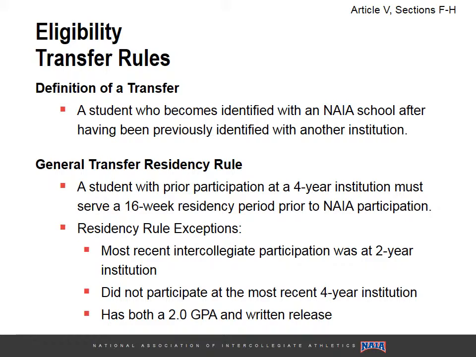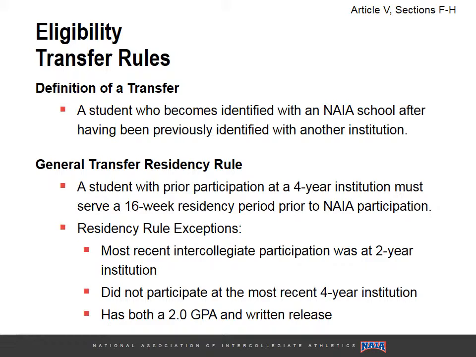The general transfer residency rules are simple. If a student participated at a 4-year school prior to transferring, they must serve a 16-week residency period before they will be eligible to participate at the new school. There are a few exceptions to this rule that will allow a transfer student to bypass the residency period and compete immediately, given that all other eligibility requirements are met.